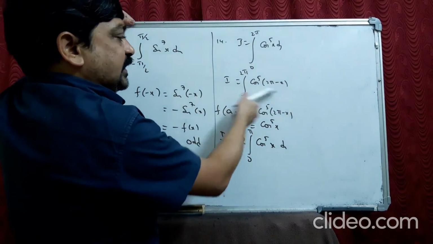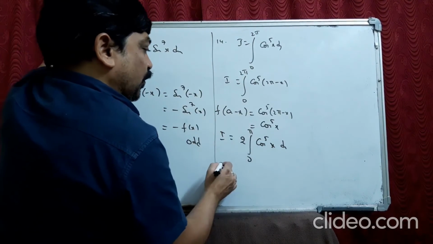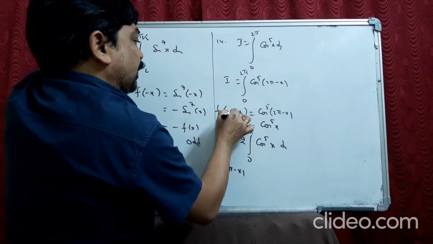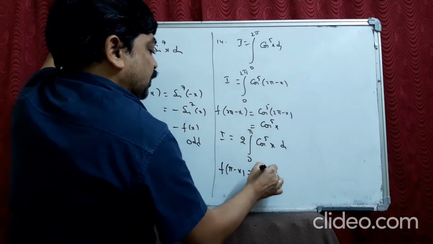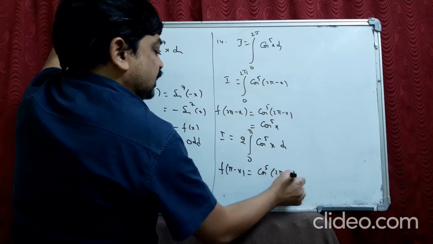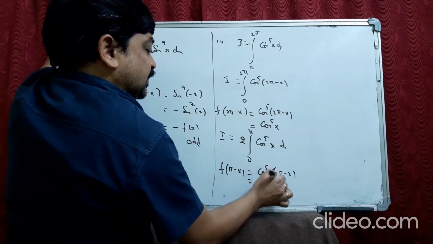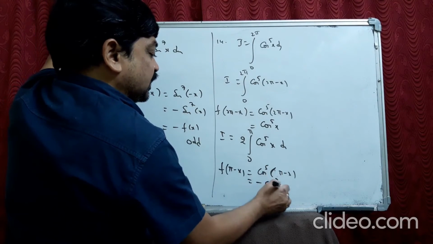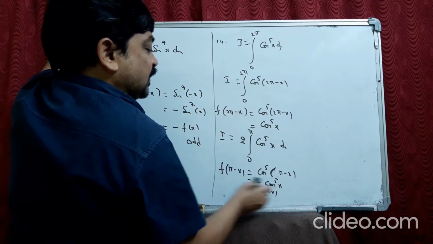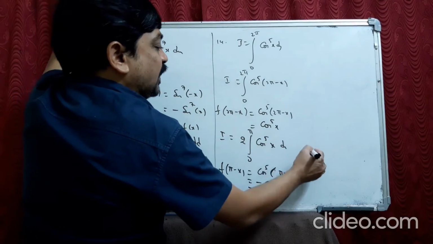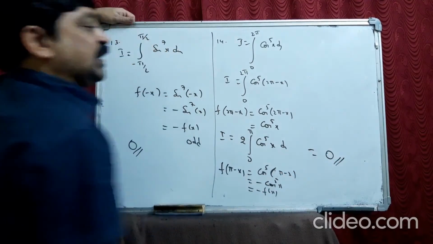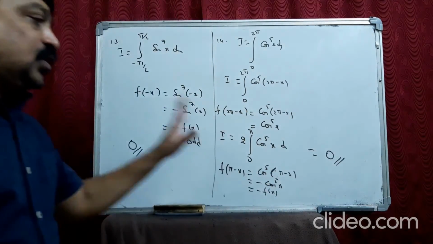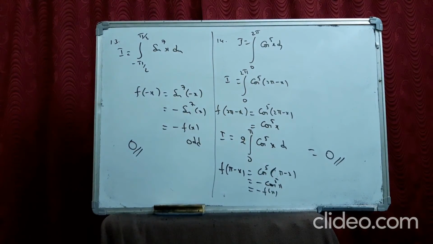Now because it is even, again I apply the property f of pi minus x. It becomes cos power 5 of, sorry, pi minus x. Pi minus x is in the second quadrant, it becomes minus cos power 5x. It becomes minus f x. It became odd. So the final answer will be 0. First time it became even, second time it became odd. So the answer will be 0.